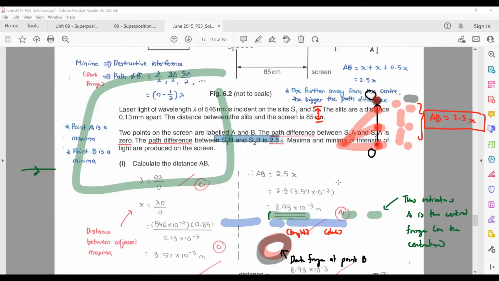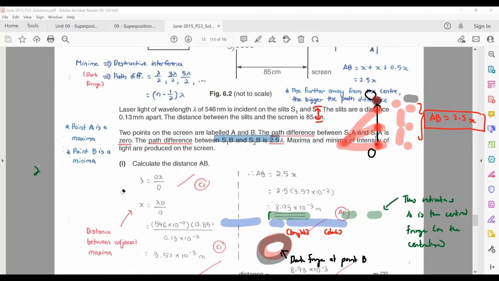So from here, you need to find out what is x. Since you know that this is a double slit, lambda is ax over d. You want to find out what is x, so it becomes lambda d over a. You know the wavelength, which is 546 nanometer, the distance between the slit and the screen, which is 85 centimeter, and the distance between the slits, which is 0.13 millimeter. Change everything to meter, and you will get your x as 3.57 times 10 power minus 3 meter.